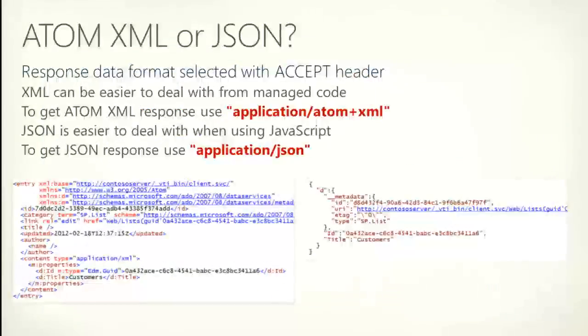So should we use Atom XML or JSON? Well, since we're using C#, XML actually makes sense. And so the reason is you can get that pretty easily with LINQ to XML. If you were using JSON or JavaScript, JSON would be a better approach. So keep that in mind.